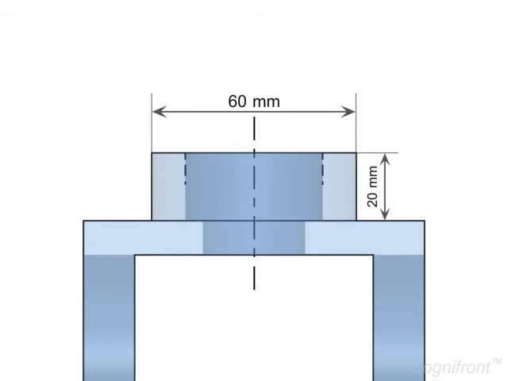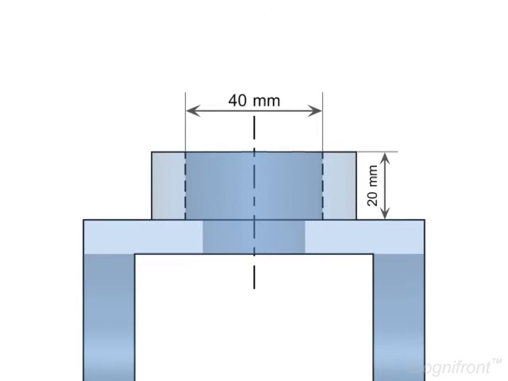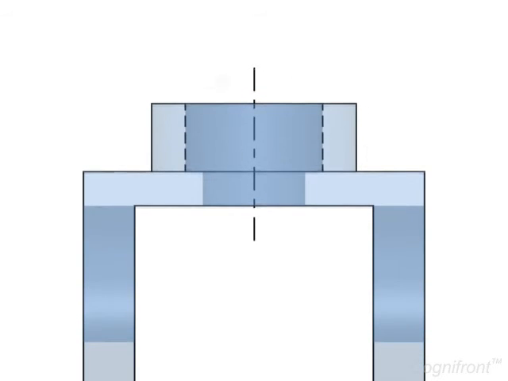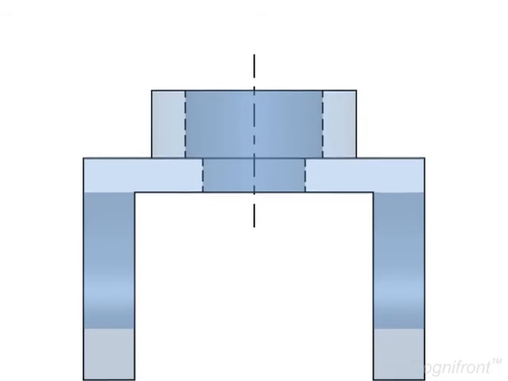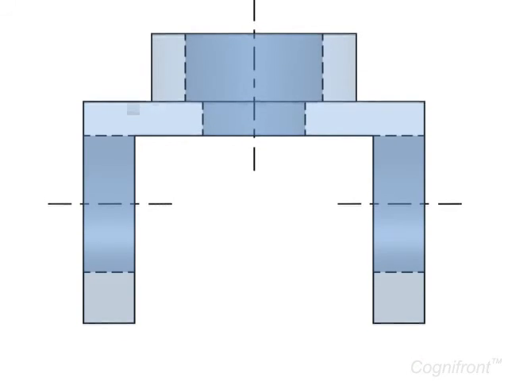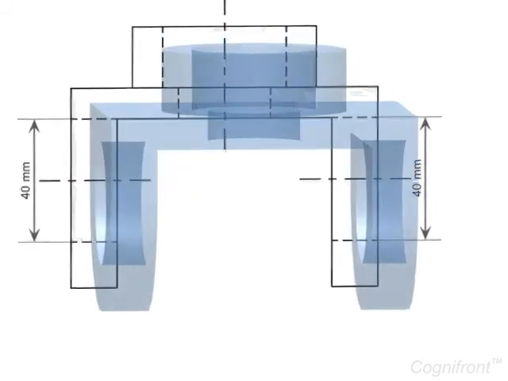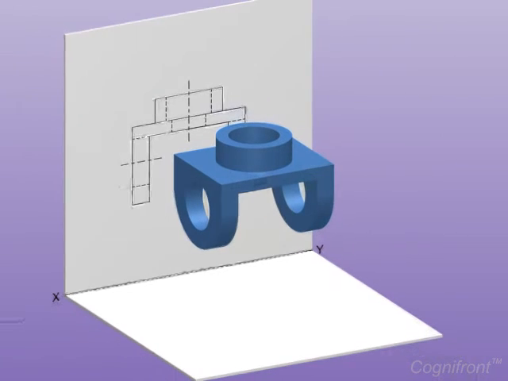The cylindrical block has an inner diameter of 40 mm. There is a through hole of diameter 30 mm. These parts are shown with dotted lines as they are hidden in the front view. So this completes the front view of the bracket.